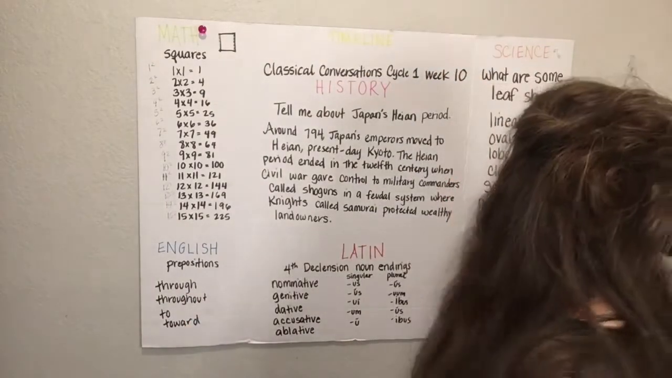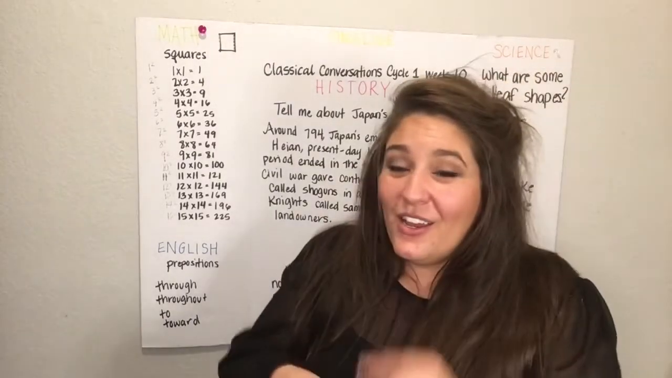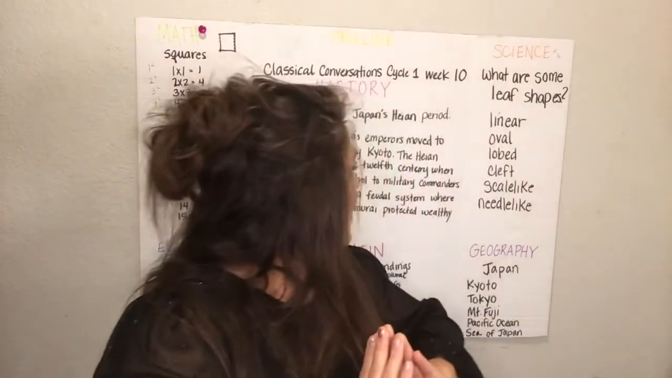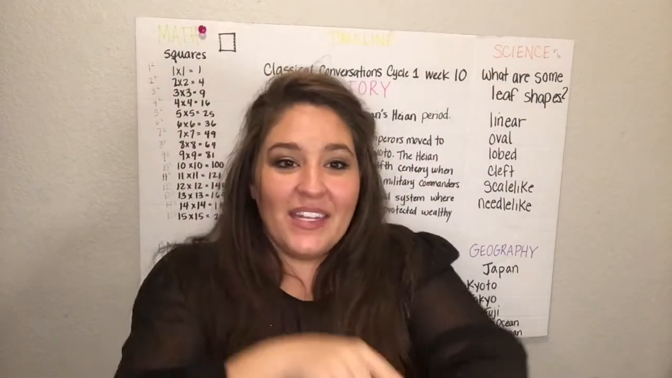Here we go. What are some leaf shapes? Linear, oval, lobed, cleft, scale-like, and needle-like.